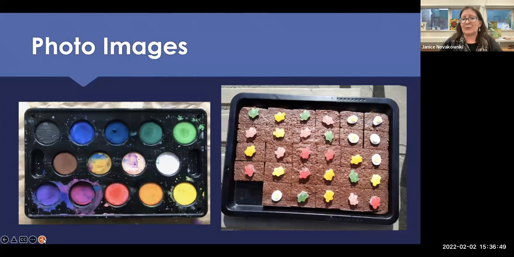Then there's also the photographic images, and these are two images from the website. So the paints and the brownies. And again, the items are in different orientations to nudge students' thinking, or there might be an array with some pieces missing, like you can see with the brownies. So how might students use multiplication or adding or subitizing to think about how many colors of paint there are, or how many brownies there are in the pan?